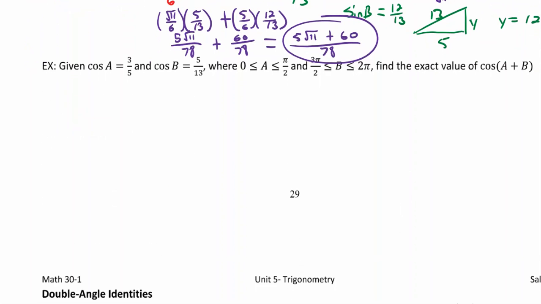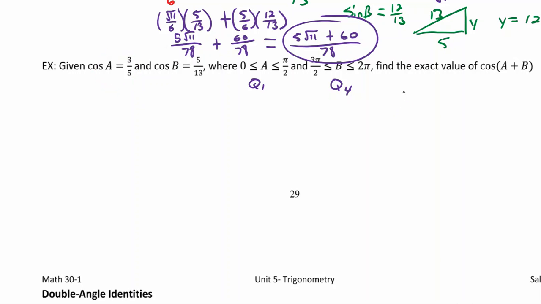All right, next one. Given that cos A is equal to 3 over 5 and cos B is equal to 5 over 13, where angle A is between 0 and pi over 2, so that's in quadrant 1, and B is between 3 pi over 2 and 2 pi, so that's in quadrant 4. Find the exact value of cos(A plus B). Right off the bat, we know we're going to have to use these to find the other side of the triangle, right? So let's figure those out now.